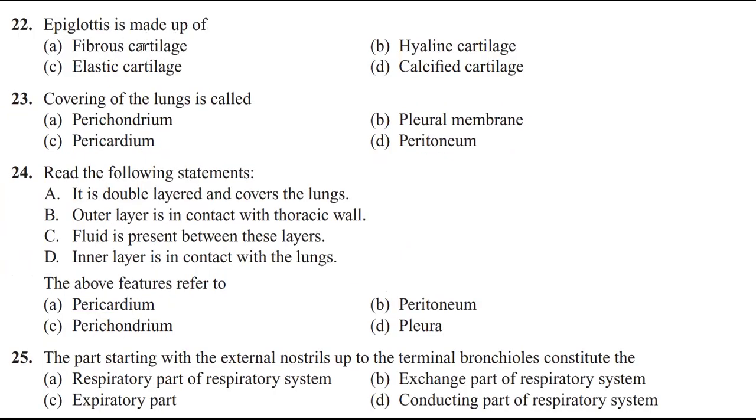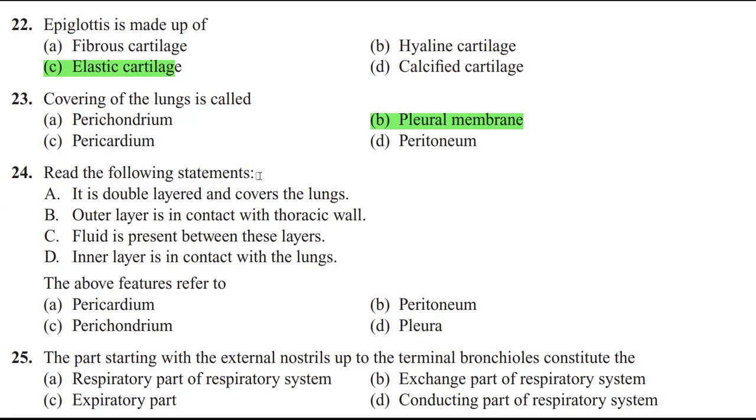Epiglottis is made up of fibrous cartilage, hyaline cartilage, elastic cartilage, calcified cartilage. Epiglottis, E for E, elastic cartilage. Covering of lungs is called perichondrium, pleural membrane, pericardium, peritoneum. Perichondrium is cartilage. Pleural membrane is lungs. Right.